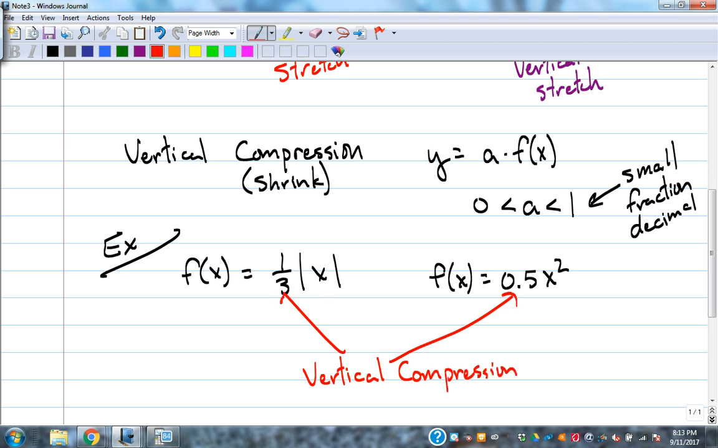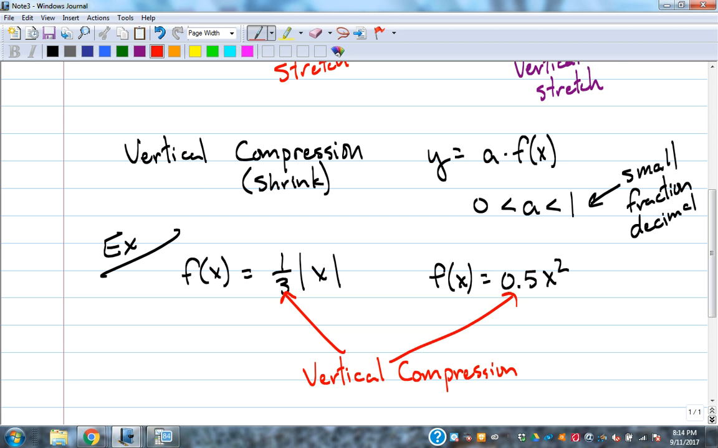The idea is not for you to actually know, oh, this is a vertical compression by a factor of 1/3, and I know the graph looks like this. We can get the graph. We got a calculator that can graph some stuff. The idea is that you be able to look at an equation and tell what happened to the parent graph. Did it get vertically stretched, compressed? Did it shift left, right, up, or down?